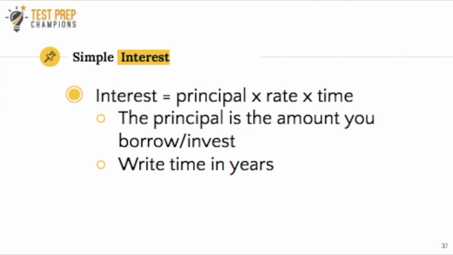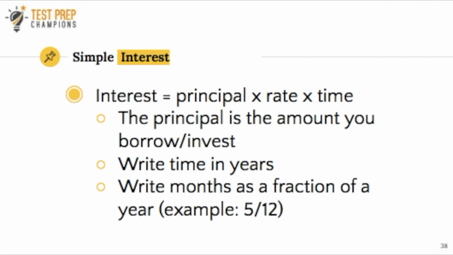Okay. So for the time, you want to always write the time in years. And so on the test, note that the time is going to be written in years and the rate is going to be written as a fraction of a year. So you're going to want to take that rate and write months as a fraction of a year. For example, the rate could be 5 over 12, right? So 5 months over 12 for 12 months in a year. All right, so when you're dealing with rates for simple interest questions, just keep in mind that you write the months as a fraction of a year. So like I said, if it's 7 months, it'd be 7 over 12 would be your fraction. All right, so just keep that in mind.